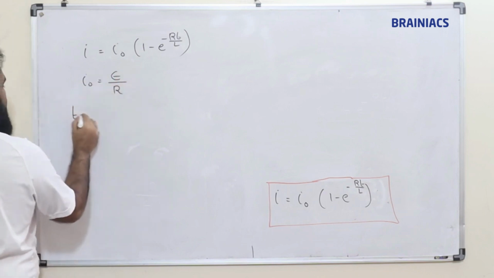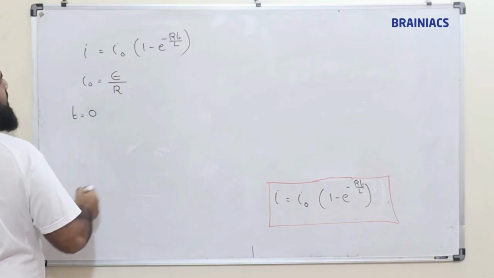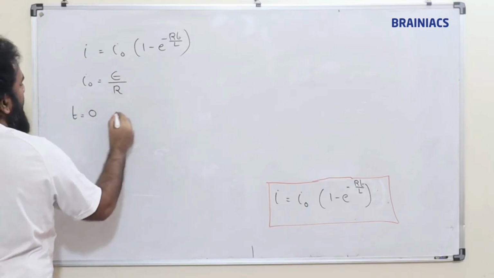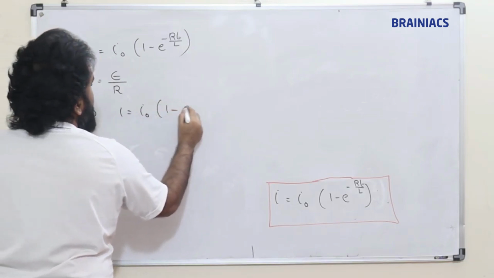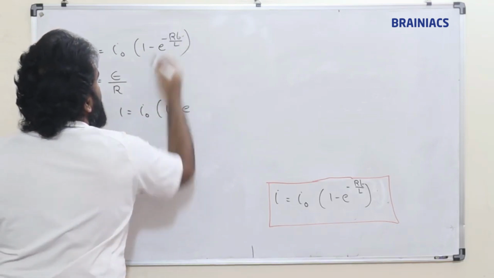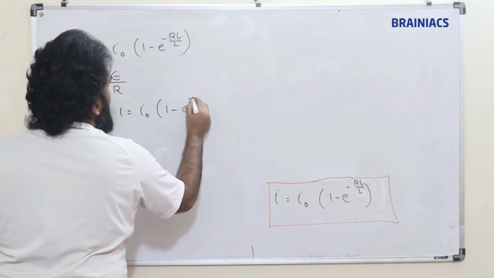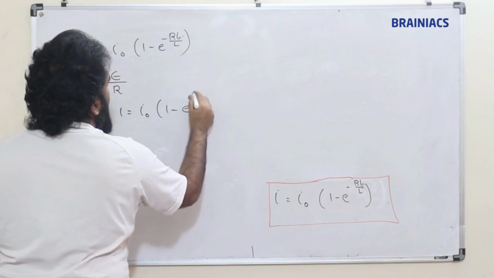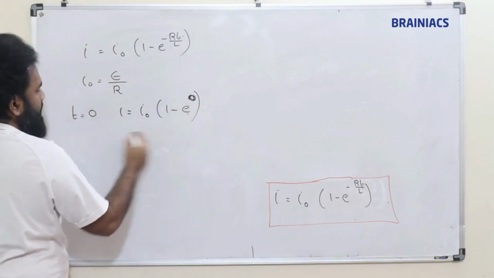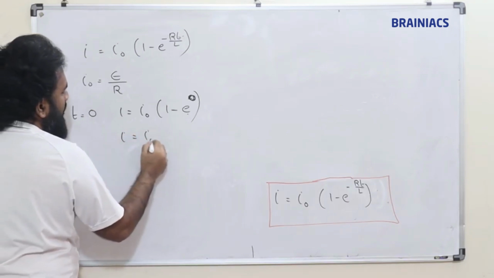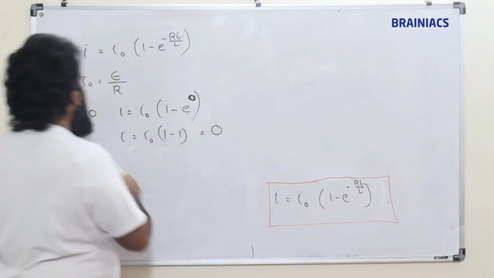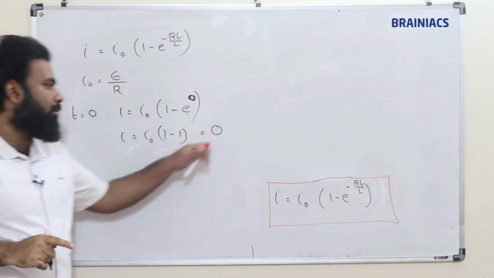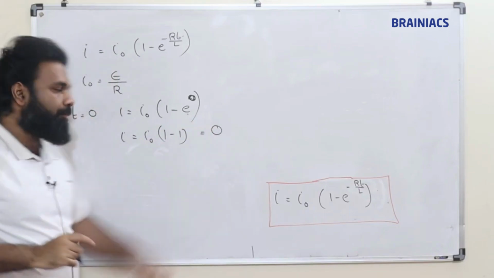Now at a time t is equal to 0, what is this value? I is equal to I naught into 1 minus e raised to 0. E raised to 0 is what? 1. So I is equal to 1 minus 1, so this value is 0. So at a time t is equal to 0, the value of current is 0.